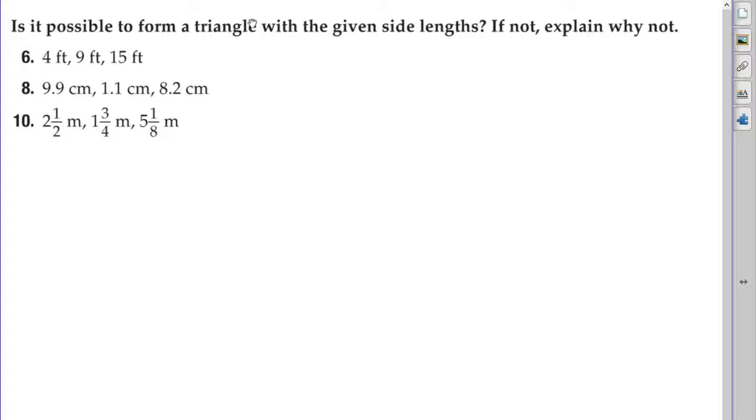So for these problems, what you do is add the two shortest sides and see if they are more than the third. For this one, 4 plus 9, the two shortest, is 13, not bigger than 15, so not a triangle. 8.2 plus 1.1 is 9.3, not bigger than 9.9, so not a triangle either.